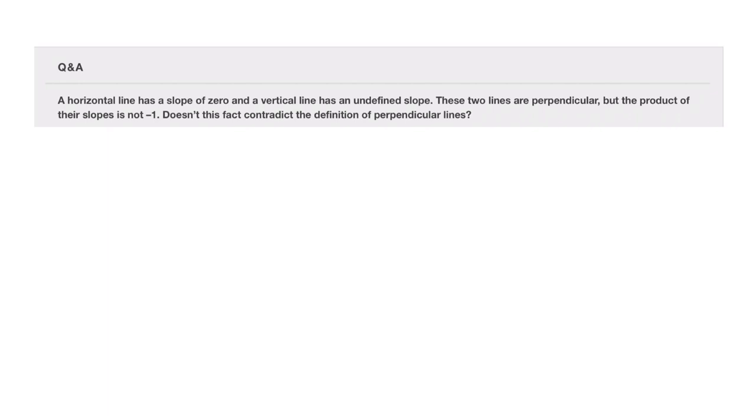All right, less than 10 slides to go. A horizontal line has a slope of 0 and a vertical line has an undefined slope. These two lines are perpendicular, but the product of the slopes is not -1. Doesn't this fact contradict the definition of perpendicular lines?